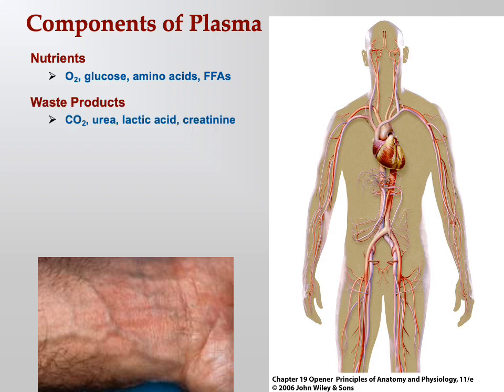Waste products. Main waste products in the blood, and you have to know these. You have to know both of these. You have to know the main nutrients. There you go. Oxygen, glucose, amino acids, free fatty acids. I'll ask you that on quizzes. And waste products, you absolutely must know these.